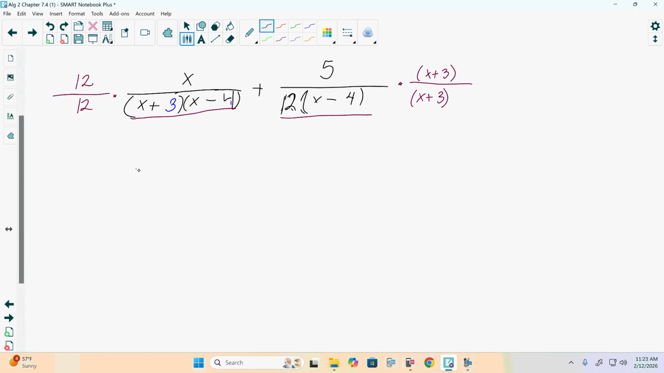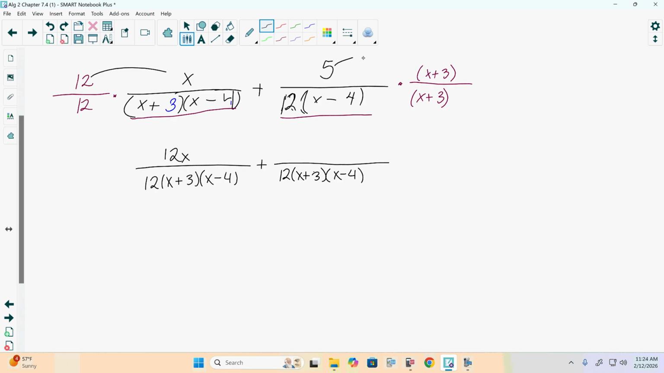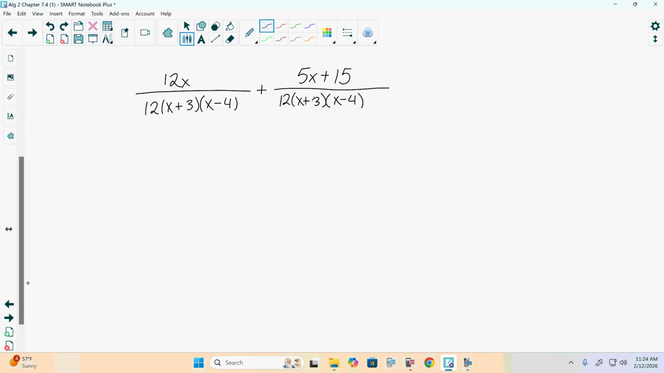And when we do this product, the left-hand side, 12 times x is 12x. On bottom, we'll have 12 times x plus 3 times x minus 4. Now on the right side, on bottom, we'll have 12 times x plus 3 times x minus 4. The order in which we do the parentheses, again, doesn't matter. On top, we'll want to multiply through by 5. 5 times x is 5x. 5 times 3 is going to be plus 15.